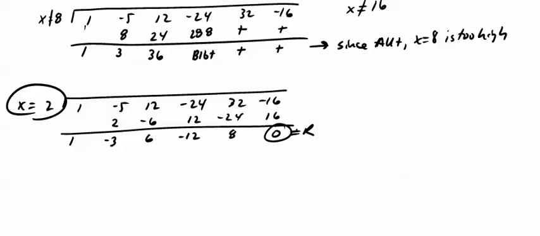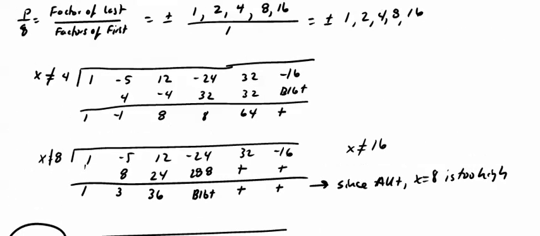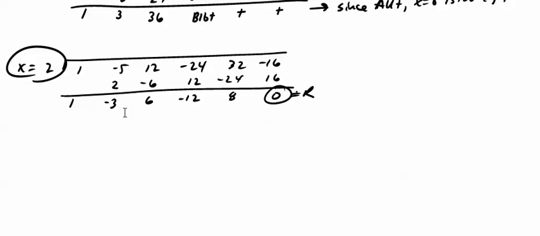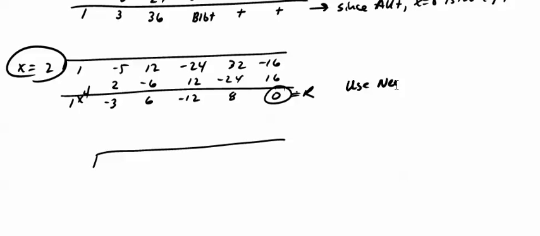So now I have something. Let's see, I started with x to the 5th. So now I am going to work with this new line, which is something x to the 4th. So that's what I'm going to use. You must use the new line because we want to keep on depressing it to a lower and lower value, ideally down to a quadratic where we can solve. Okay, so I'm going to write 1, negative 3, 6, negative 12, and 8.